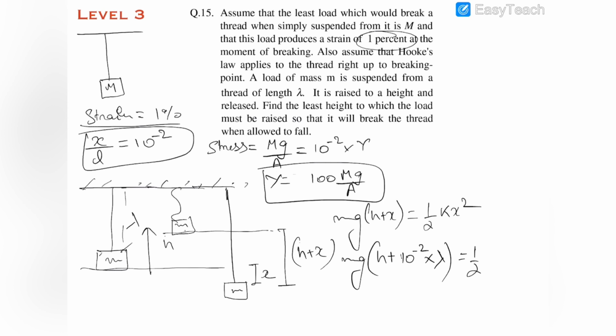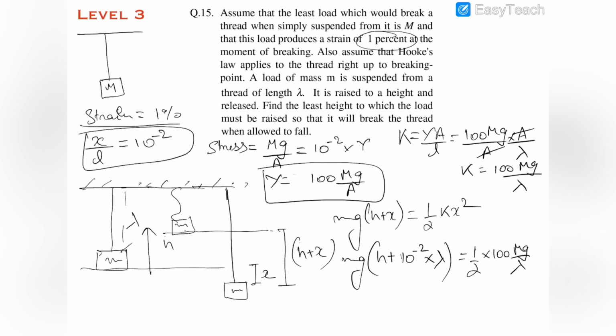Now let us calculate K. K is gamma A by L, and gamma is equal to 100 mg by A, and the length L is the original length lambda. So cancelling A, K is equal to 100 mg by lambda. So this is 100 mg by lambda into x square. Now again x is equal to 10 to the power minus 2 lambda, so x square will give 10 to the power minus 4 lambda square.